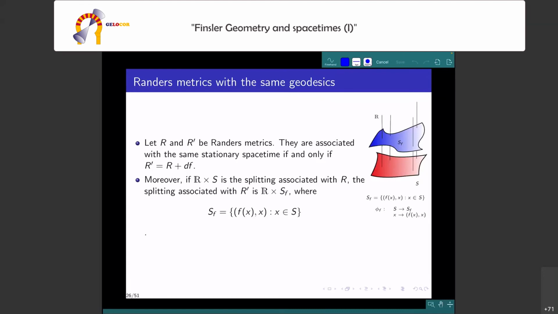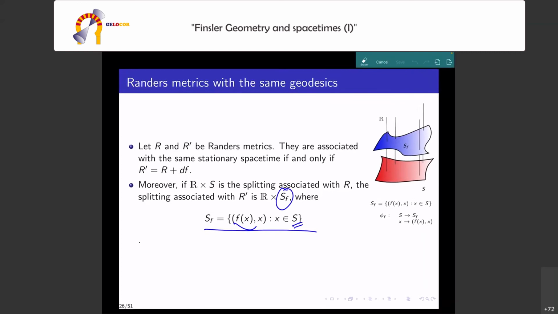Okay, so if we have a splitting R times S, we can express the other splitting. I mean, the other splitting is obtained when a slice, the slice S_F. And this slice, well, it's not a slice, it's a transversal hypersurface, a spatial hypersurface. This slice can be expressed like a graph in terms of S, in terms of the first splitting, using this function F. So this is the function that you have to put here, the function which you obtain as the difference between the two Randers metrics. So, in some sense, the family of Randers metrics associated with one standard stationary spacetime is very well controlled.